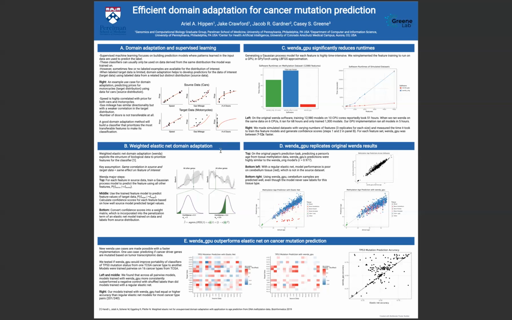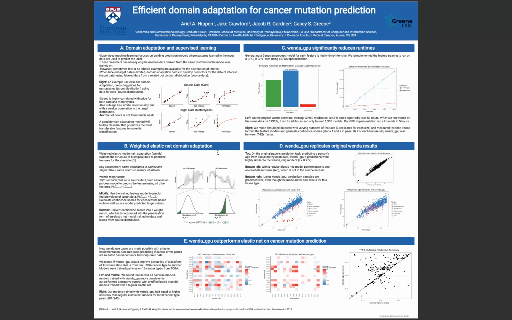One domain adaptation method that was published in 2019 is weighted elastic net domain adaptation, or WENDA. WENDA is designed to specifically leverage the complex interactions that exist in genomic data. It infers that features that have a similar correlation structure to other features in both the source and the target data sets are likely to have the same effect on the feature of interest in both, and are thus prioritized to maximize transferability of an elastic net classifier.